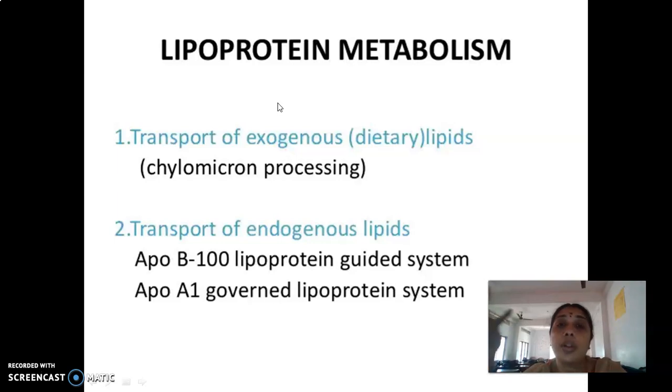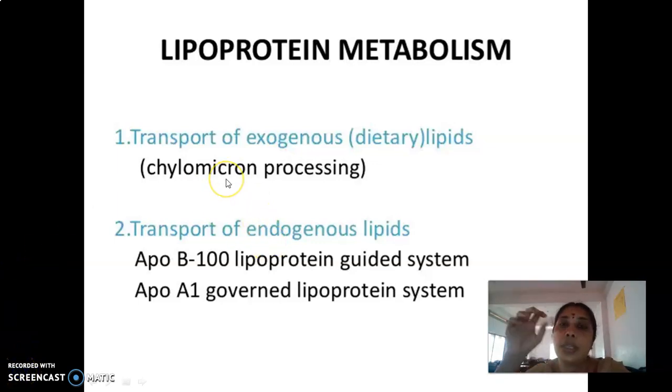Now, what happens to all these dietary lipids? They will be absorbed in the intestinal lumen, where the TG and cholesterol esters have to be transported primarily because they are lipid soluble in nature, while phospholipids and the free cholesterol are amphipathic.